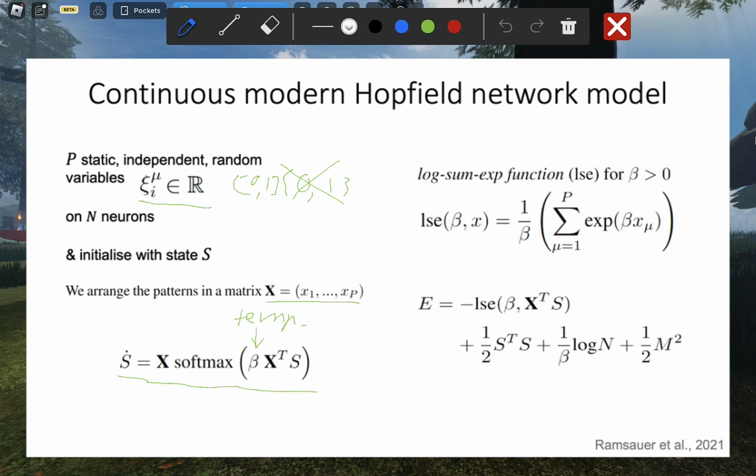I think there's a logarithm missing in your log sum exp. So, sorry, could you say that again? I think there's a logarithm missing in your log sum exp. Maybe you want a log here. Oh, yeah. Oh, yes. Correct. Yeah. Sorry about that.